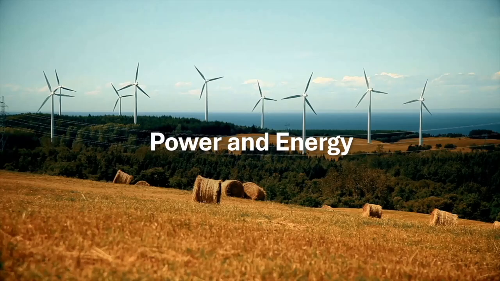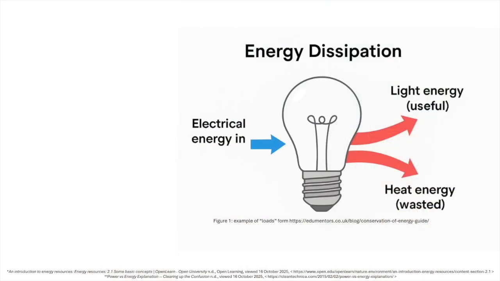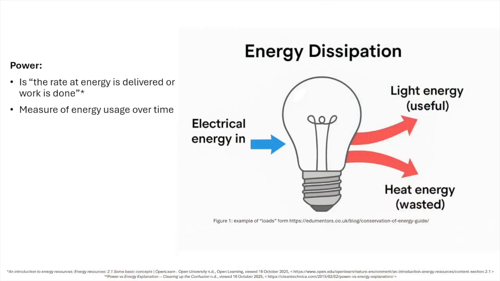There are likely countless times where someone who doesn't know the specifics about electrical circuits has used the terms power and energy in the wrong context. Despite how deeply linked they are to each other, they are different properties. Power is defined as the rate at which energy is delivered or work is done, or in other words, how quick energy is used up.